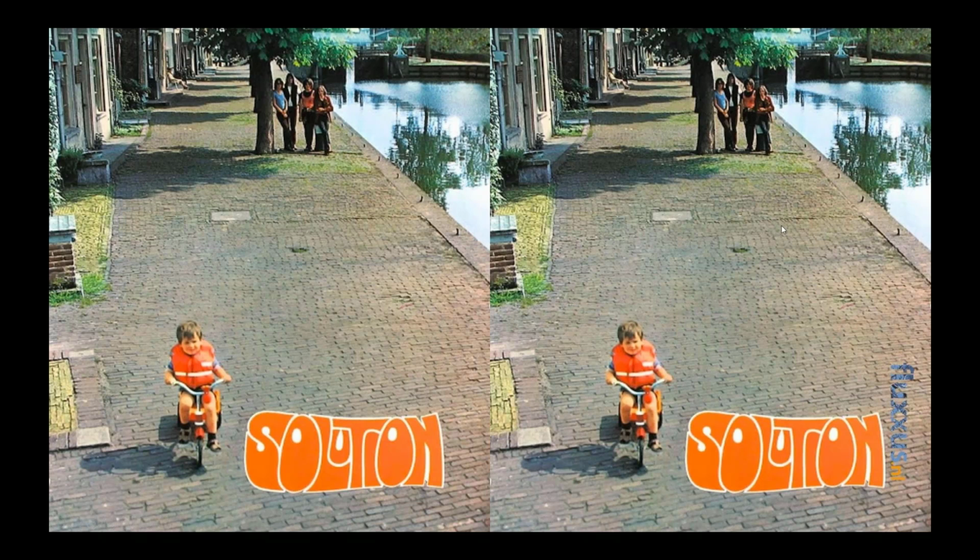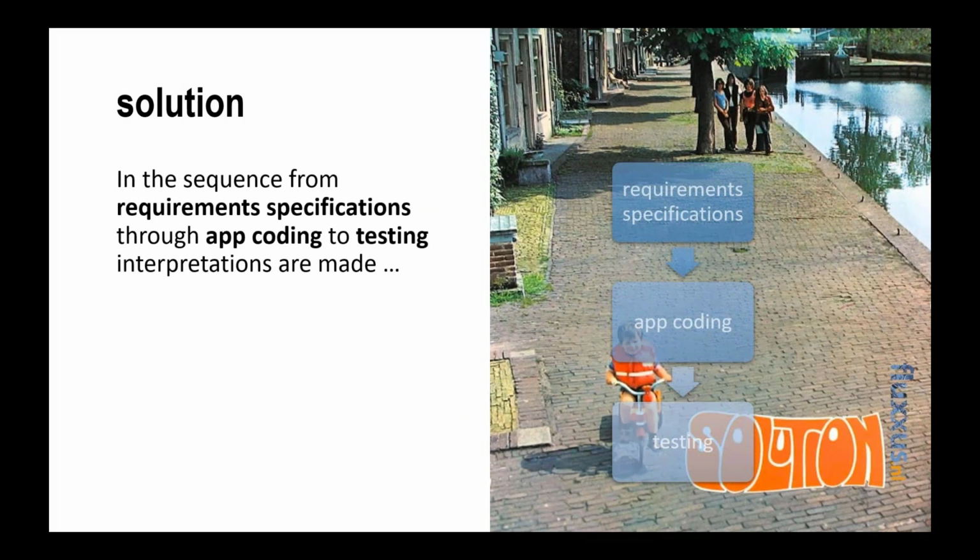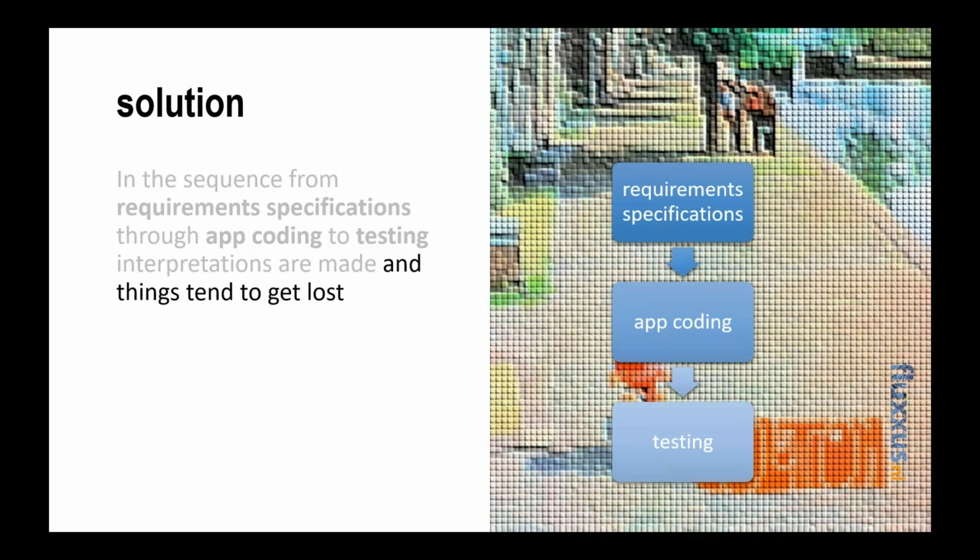The solution, as said, in the sequence from requirements through app coding to testing, interpretations are made. I'll get back later, but I think app coding and testing already starts in the requirements. Yes, that's probably an open door, but testers and developers, actually everybody involved in a project, in a product, in the next phase for the product is part of the requirement specifications, is responsible for that. Things tend to get lost, yes?